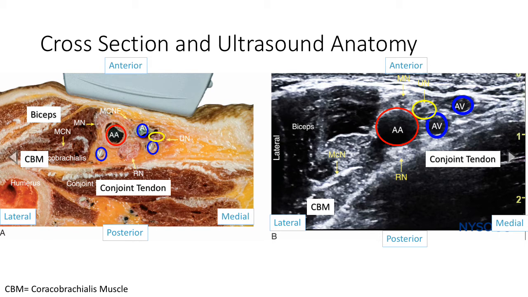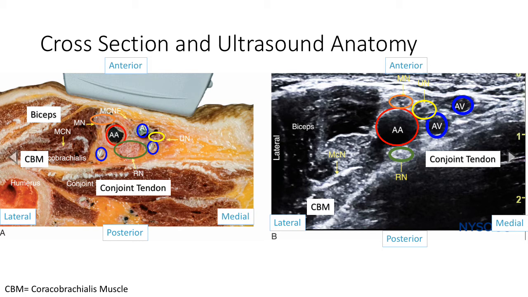The ulnar nerve, here circled in yellow, is generally found anterior to the artery and on the medial side. The median nerve, here circled in orange, is found anterior to the artery and more lateral than the ulnar. The radial nerve, here circled in green, is generally found posterior to the artery.